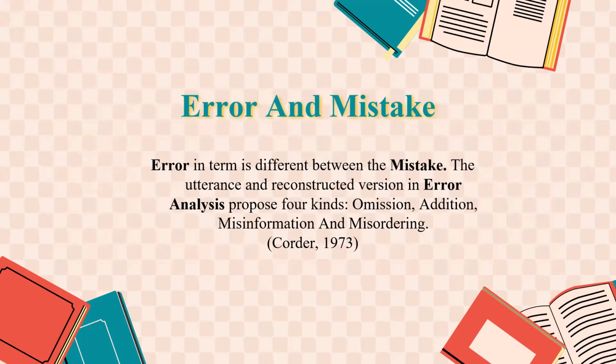Next is error and mistakes. Error in term is different between the mistake. The reconstructed version in error analysis proposes four kinds: omission, addition, misinformation, and misordering. So what's the difference between error and mistake? Both terms overlap each other as they both refer to a wrong or incorrect action. For example, an incorrect exam answer could be called both an error and a mistake. There are, however, significant differences.